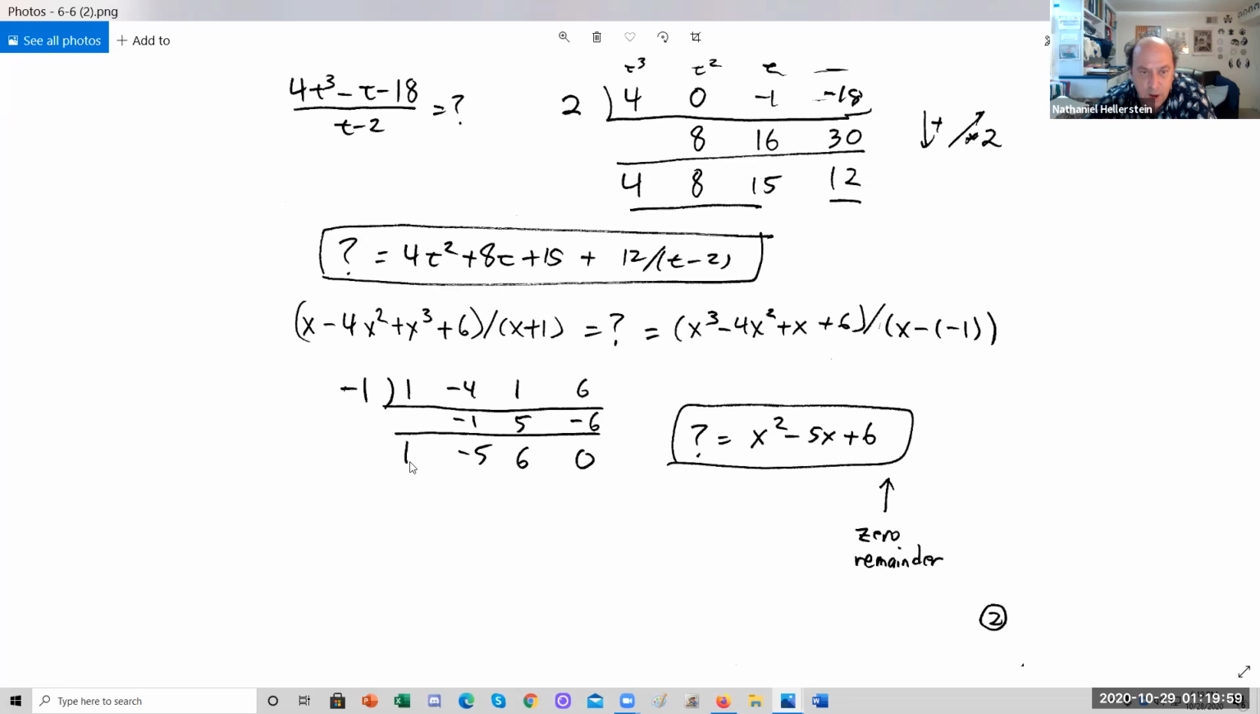So down comes a 1, times a negative 1 is a negative 1, plus a negative 4 is a negative 5, times a negative 1 is a 5, plus a 1 is a 6, times a negative 1 is a negative 6, add that 6 and negative 6, you get a remainder of 0. So the result will be the quotient given by 1x squared minus 5x plus 6 with 0 remainder.